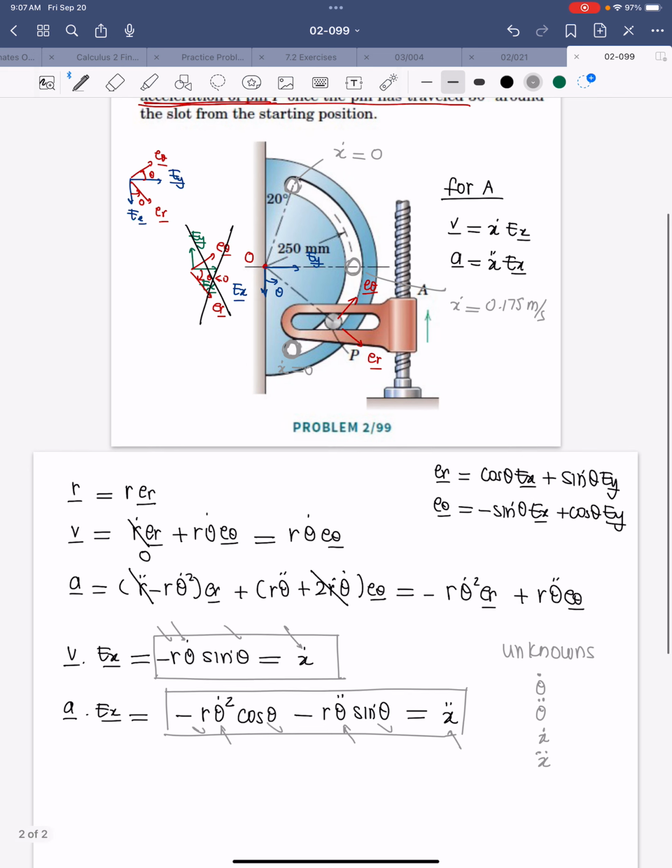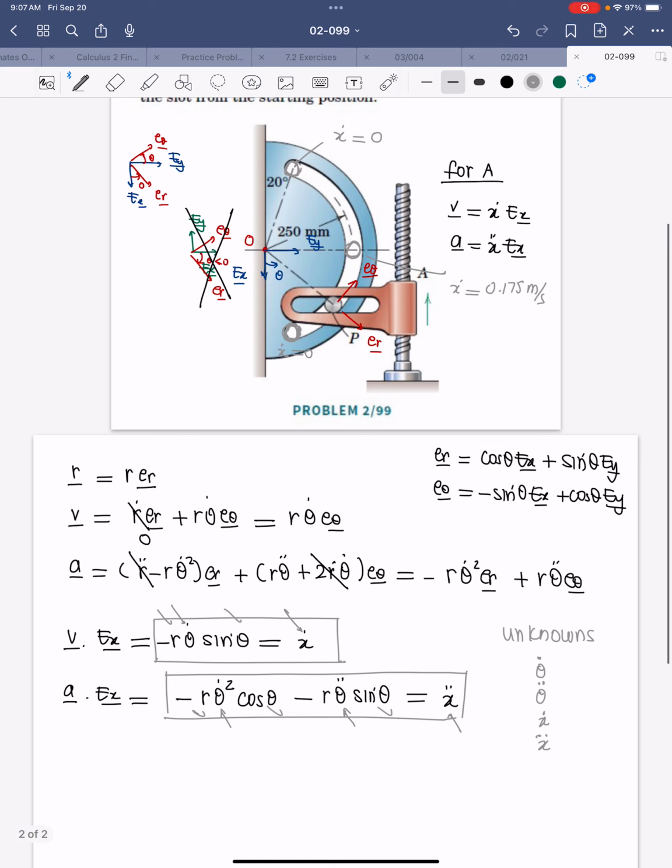So 2 equations, 4 unknowns. We need to look at more data. I think what we should look at right now is basically x dot and x double dot. Based on the information that x dot is 0 at this angle initially, and then it goes to 0.175 meters per second at a constant acceleration.